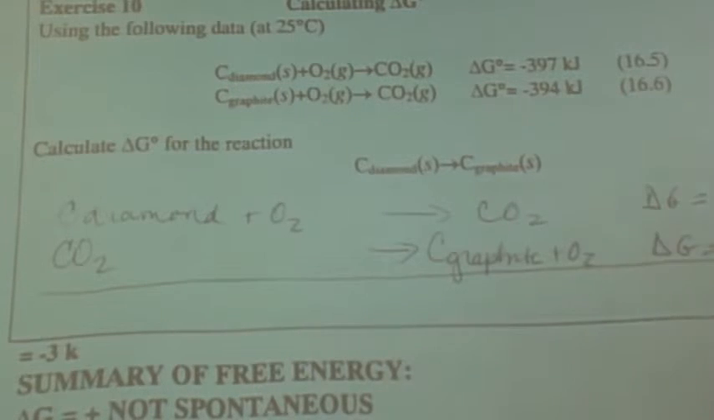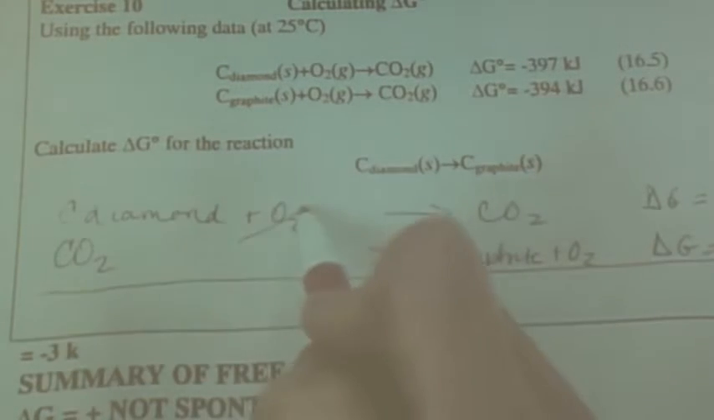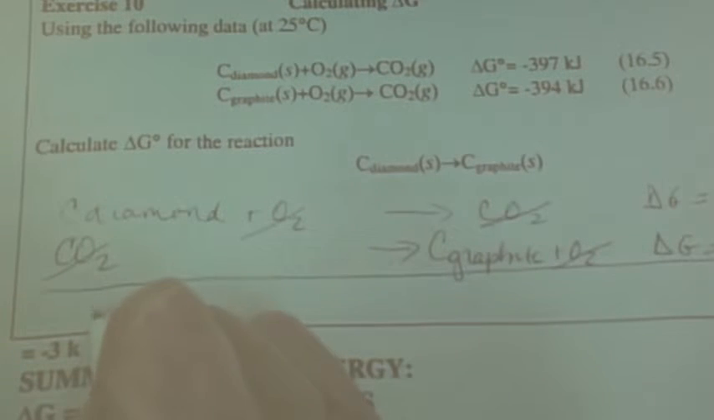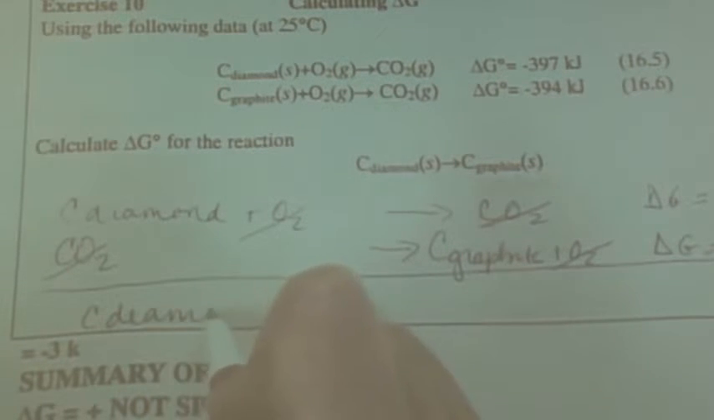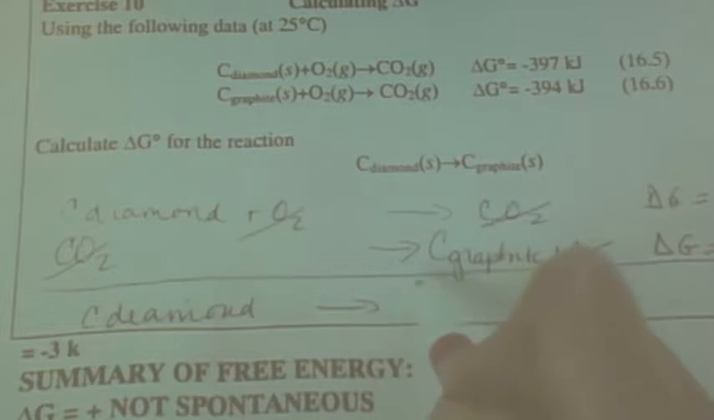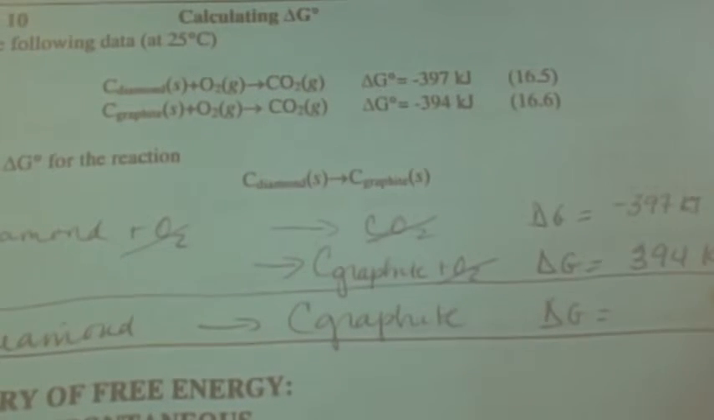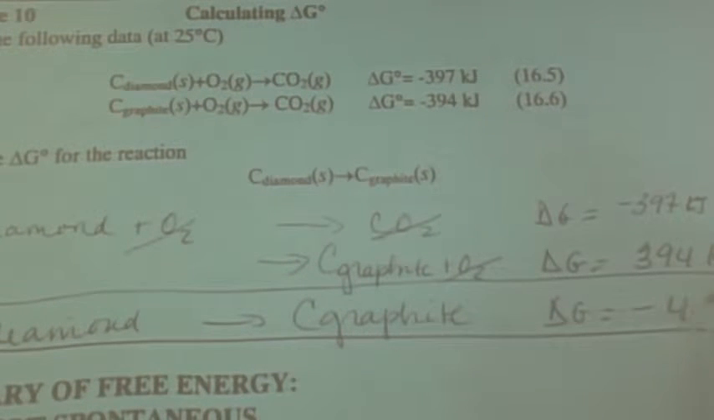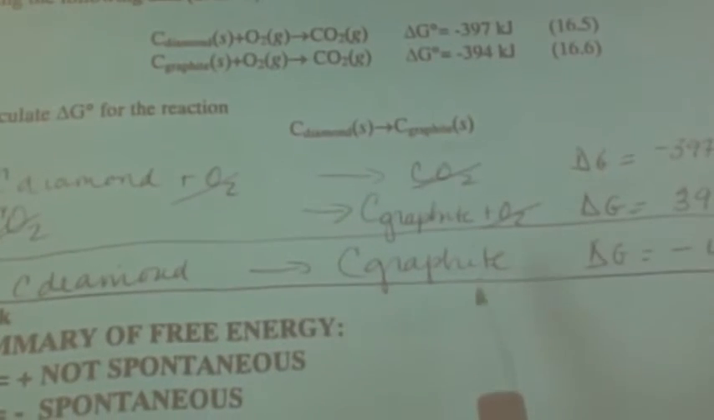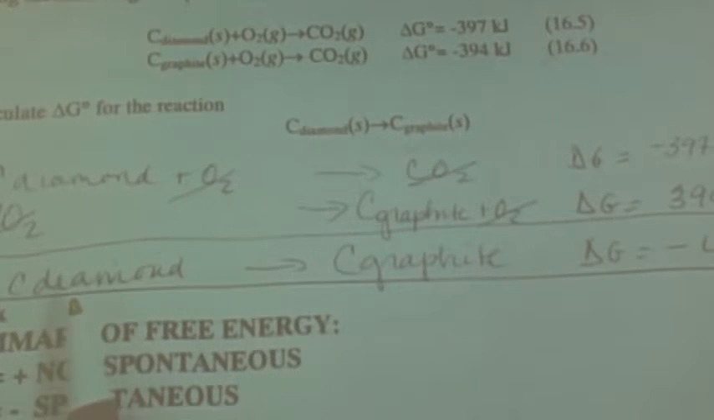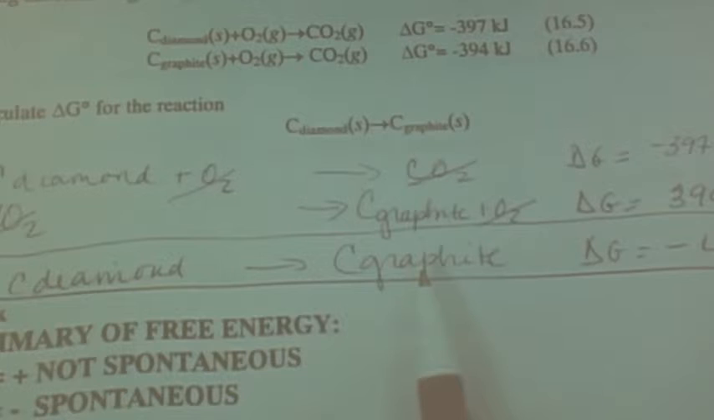We're ready to add our terms. O2 cancels, O2 cancels, CO2 cancels. We have diamond going to graphite. And guess what? Delta G is a negative value, so it turns out that diamonds are not forever. Your diamonds are becoming graphite.